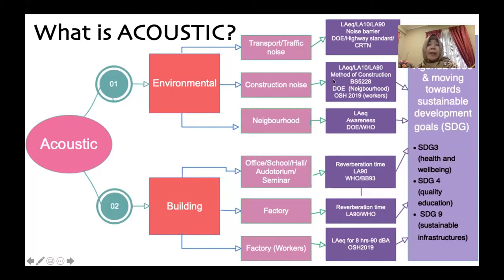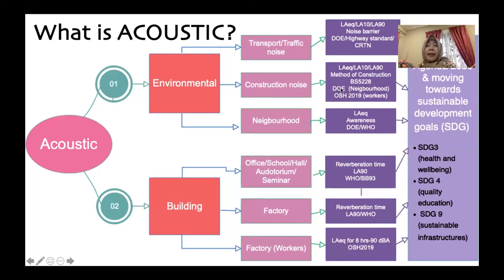I mean, if we live near the construction site and our area is affected by construction noise, then we need to refer to DOE, and the code is BS5228. But if we are concerned with the workers in the construction site, then we need to refer to the OSH, OSH 2019. This is a regulation for the workers.